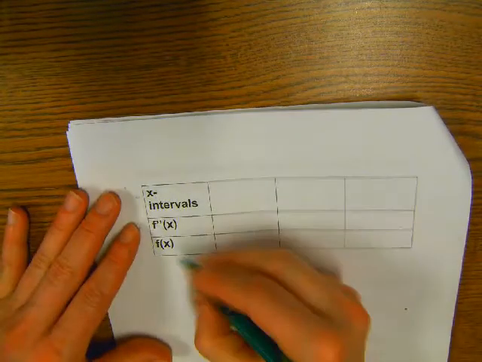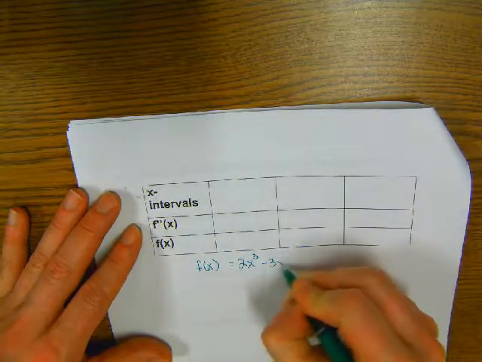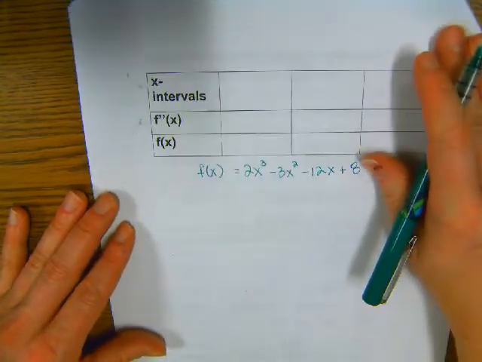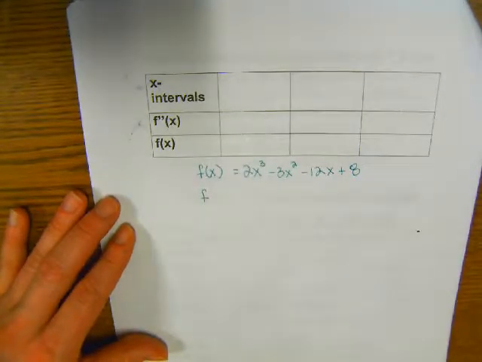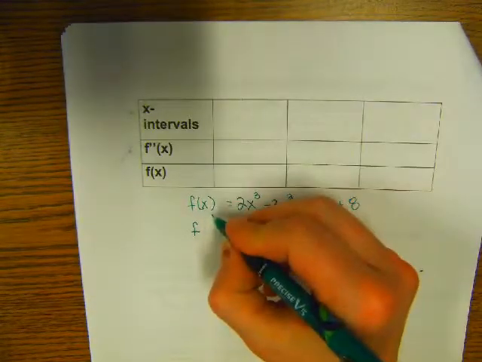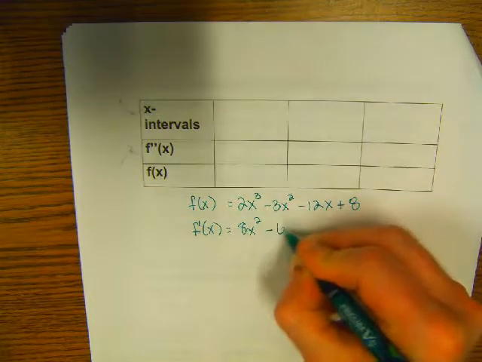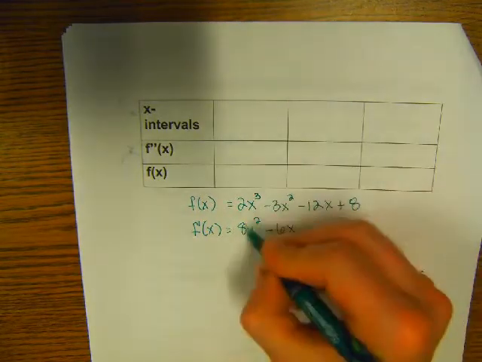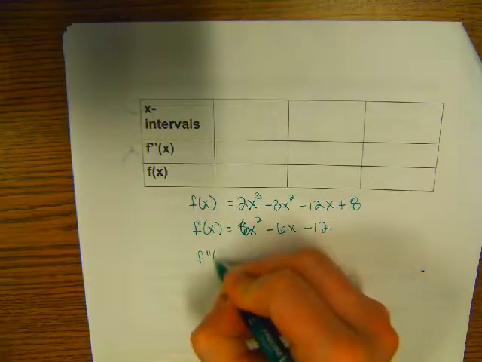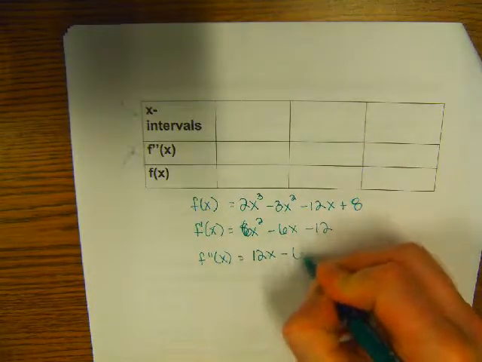Okay, so my original function was 2x cubed minus 3x squared minus 12x plus 8. The derivative is 6x squared minus 6x minus 12. We did that on the previous page. Now we're going to move to the second derivative. So we have 12x minus 6.